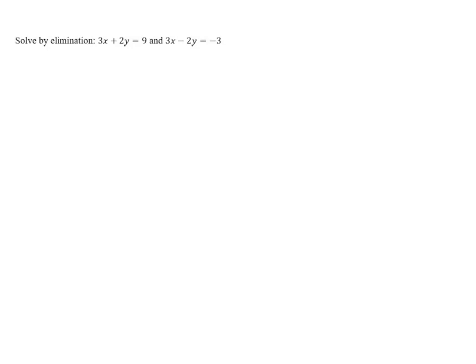Instead, we're going to use a different method that's called elimination. Now, this problem is set up perfectly for elimination. Some of the other ones are going to require a few additional steps, but this one is set up perfectly. So what we're going to do is line up the equations on top of each other. We're going to stack them. 3x plus 2y equals 9, and 3x minus 2y equals negative 3.